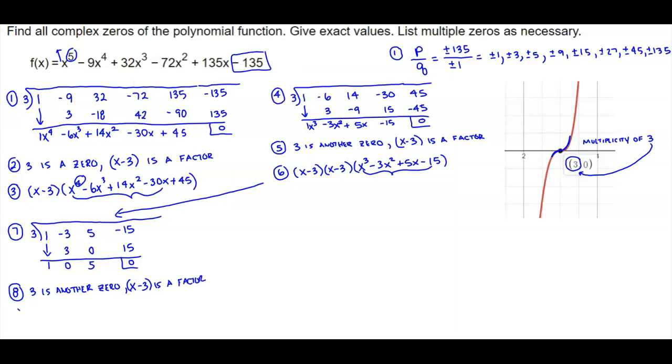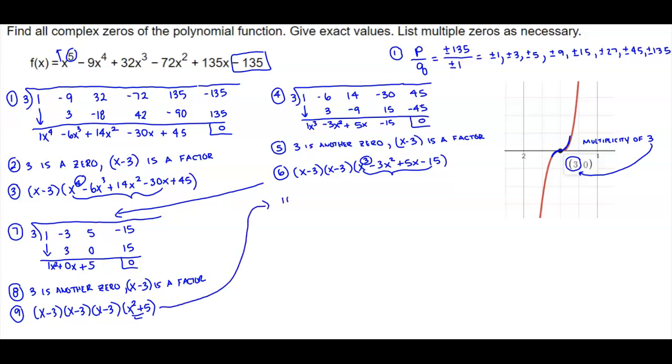So now let's write this in factored form. We have x minus 3 times x minus 3 times x minus 3. So there's the multiplicity of 3. Now since this is x cubed, this becomes 1x squared plus 0x plus 5. So that means we have x squared plus 5. Okay, so now this is the completed factored form because we cannot factor x squared plus 5.